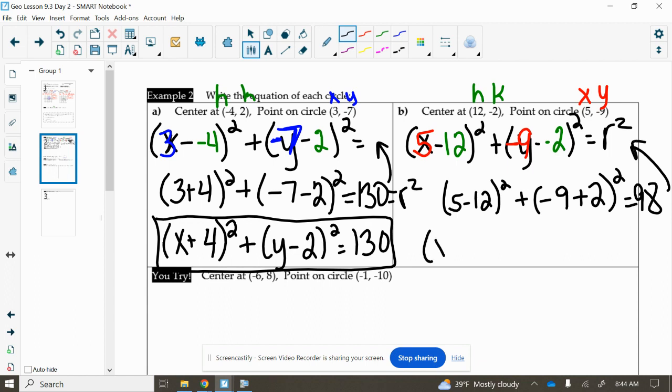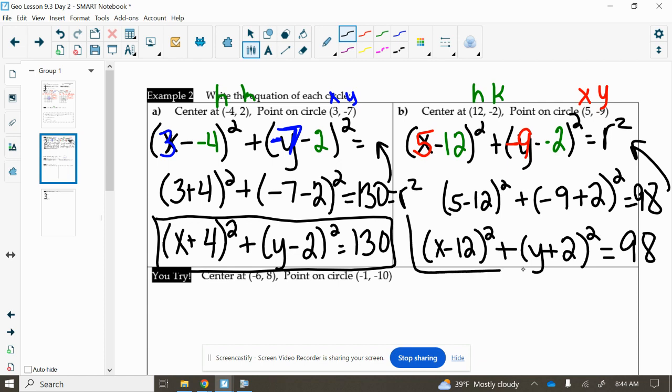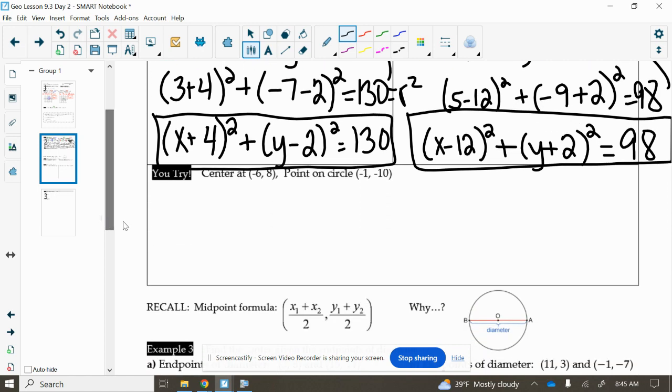Our final answer then: x minus 12, so (x minus h) quantity squared, plus y minus k, which again was plus 2, equals that r squared value of 98. All right, try this last example on your own. Again, you are finding the center and you have the point on the circle. What is your final equation?